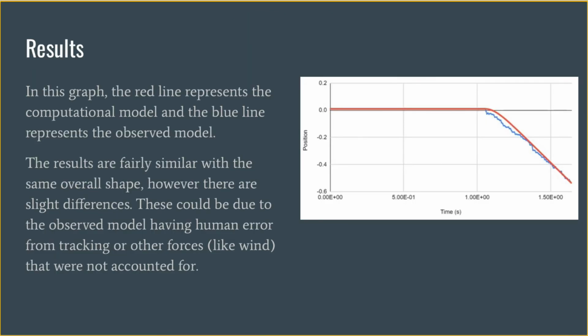Here is a graph of my results. The red line represents the computational model, and the blue line is the observed model. The results have a fairly similar overall shape between the red and the blue. However, there are slight differences. This could be due to the observed model having human error from tracking, or other forces like wind, because the slinky video was outside, that may not be accounted for. We can see that most of the changes in the graph are in the observed model.